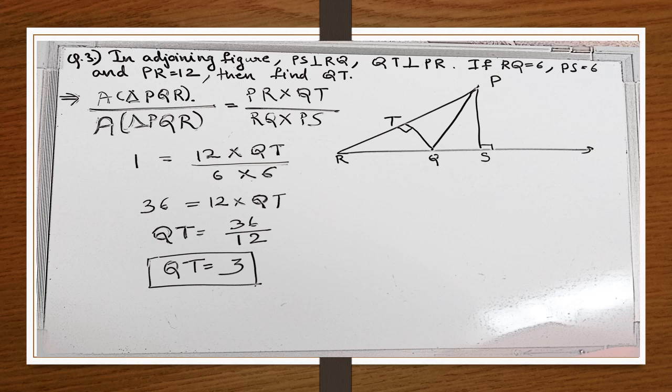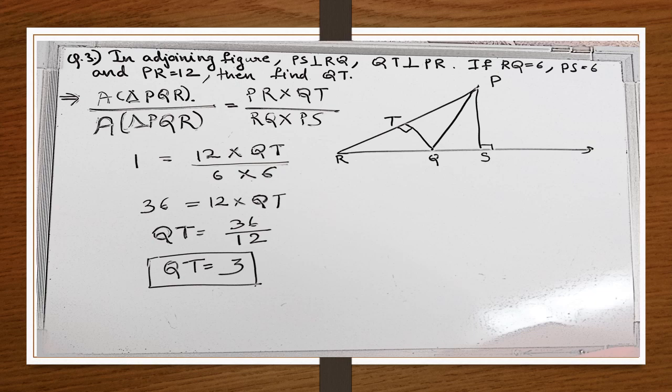Okay, so area of triangle PQR upon area of triangle PQR is equal to PR into QT, when PR is the base and QT is the height, and below we will take another way, that is RQ is the base and PS is the height. Okay, the values will be the same. That means the areas have to be the same, but we consider them in two different ways so that we can find this QT, because the rest of the three values they have given. So PR is 12, QT is what we have to find, and RQ and PS is 6.